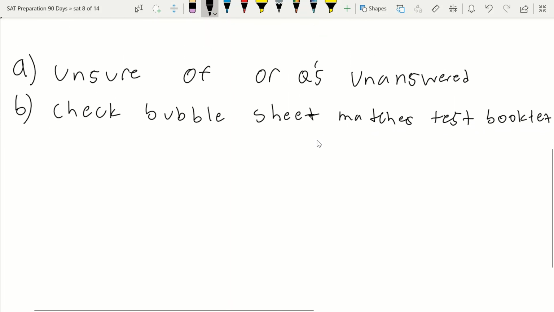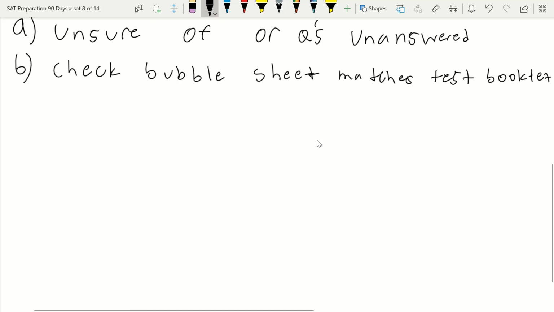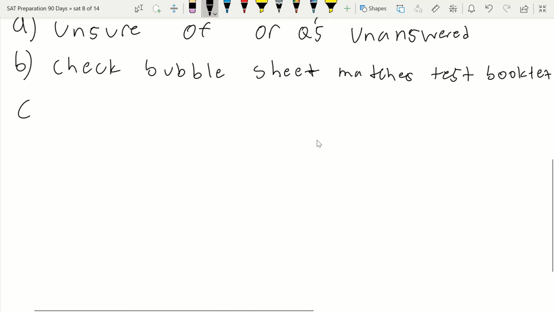So first priority, questions you haven't answered. Once you've answered all your questions, go to the ones that you're unsure of. After that, check your bubble sheet, make sure it matches your test booklet. Then the next thing that you're going to want to do is go through and check as many problems as you can. Like I said, at that point, you've gone through and checked the ones you're unsure of. So at this point, you're certain of all your answers. You're just going through and checking as many problems as you can.